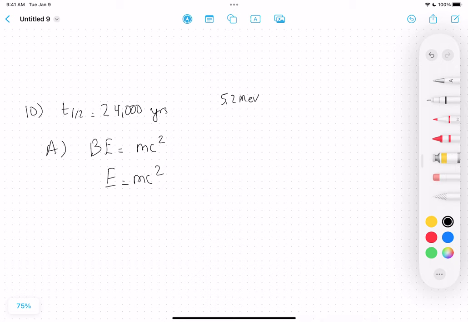Okay, so I think I just misspoke earlier. I said that binding energy is the same as the energy released by each decay. That's not the same, my bad.